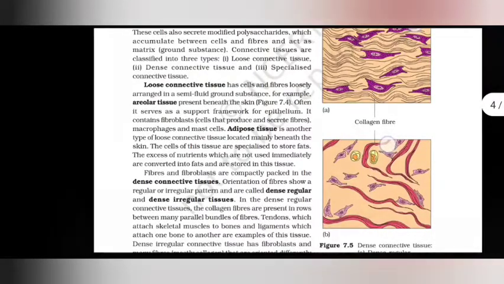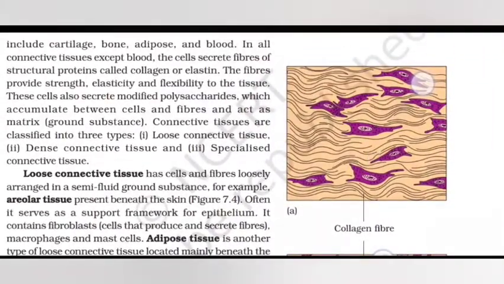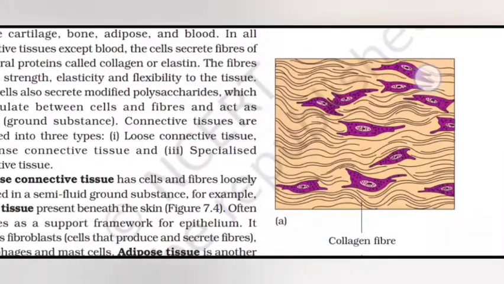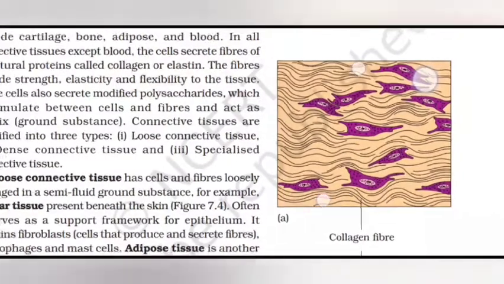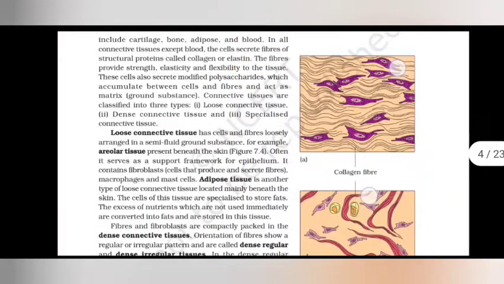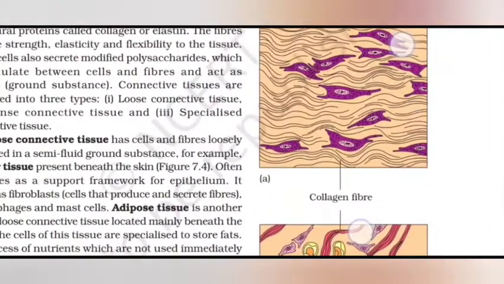Let us first take dense regular connective tissues. The dense regular connective tissues have the fibers present in regular orientations. This is a diagram of tendon. Tendons are the dense connective tissues which mainly connect the bones to muscles. They are made up of collagen fibers, or they are called white fibers.